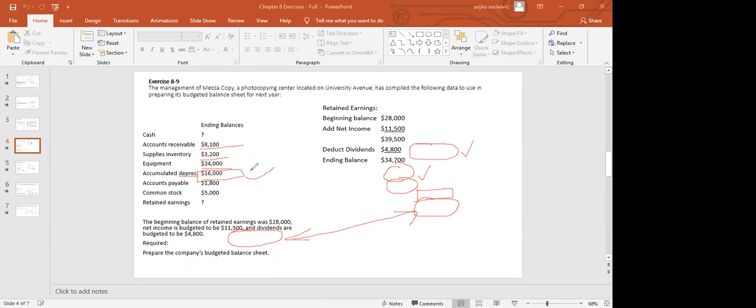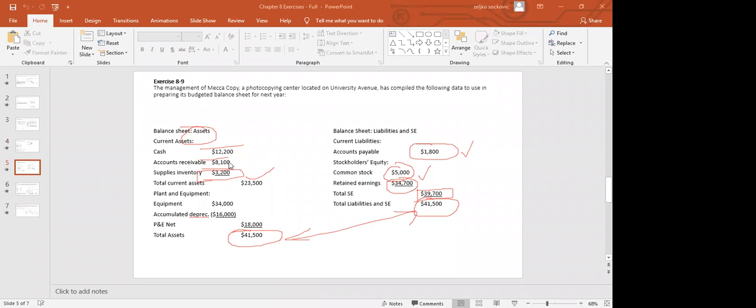So you would reduce your assets by 16,000. But then this number that you get, and the difference to 41,500, would be your cash, right? So that's that. You have here accounts receivable of 8,100, and you have supplies inventory of 3,200. So you have current assets. You don't need to worry whether they are current or non-current assets, that's not the question here.